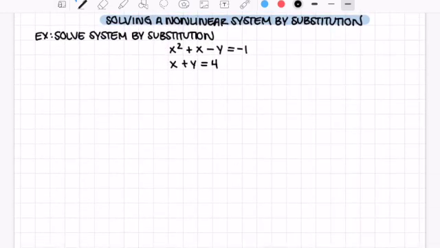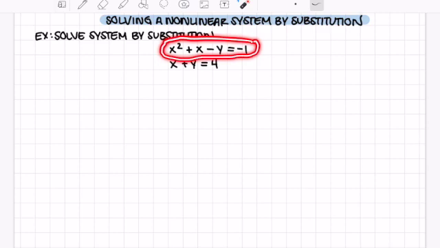Second method that we're looking at is going to be solving a linear system by substitution. So let's say you're given these two equations. The first one is x to the power of 2 plus x minus y equaling negative 1. And the other linear equation is x plus y equaling 4. Easiest way to do this is to start off by isolating your y value, because you do have two x values. So it just makes it easier if you substitute into the y value here.